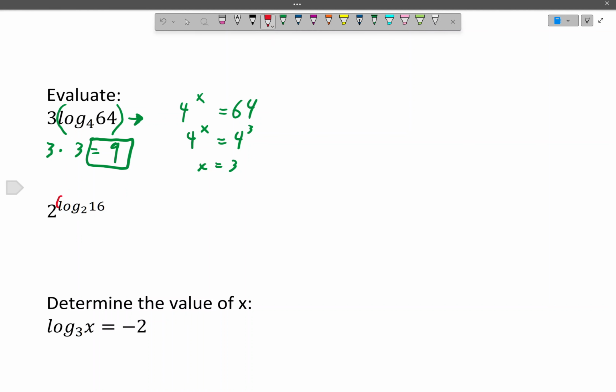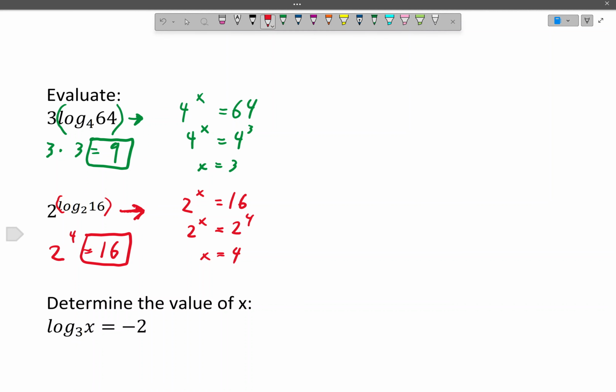So we can just evaluate the log individually. If you try this example, pause the video now and see if you get the same answer I do. Okay, so we're going to do this part first in brackets in red. We're going to say 2 to the exponent x equals 16. So 2 to the x equals 2 to the 4. So x equals 4. So this is 2 to the 4. Now what was 2 to the 4? 16. And so our answer is 16.